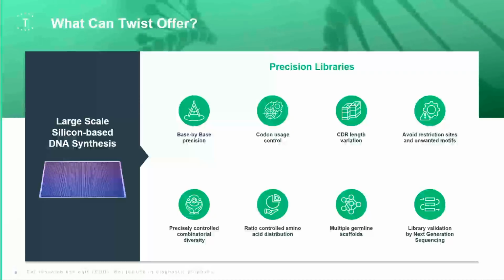So really the take home on why Twist libraries are different is our ability to print these oligos with base-by-base precision. It allows us to follow the rules of codon usage tables. You can choose to exclude certain restriction sites. We just in silico remove any oligos that encode such sites. You can choose to have sequence liabilities removed. That's, again, easy for us to do. Deamidation sites, glycosylation sites, we can just avoid those. You have a lot of control when you come to design your libraries.